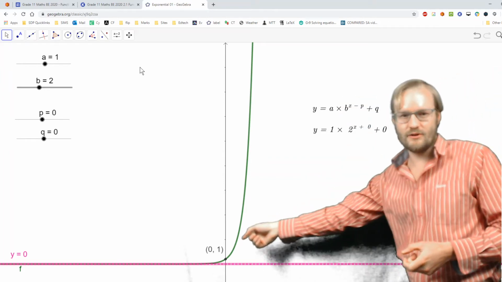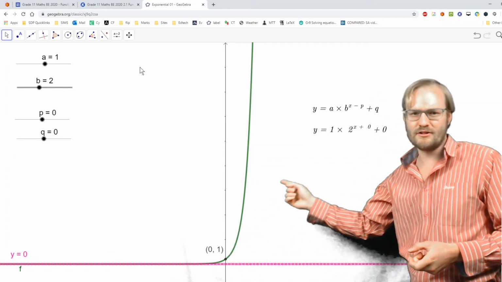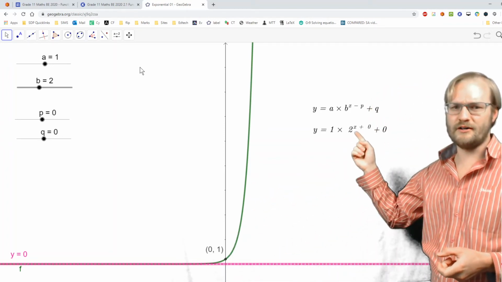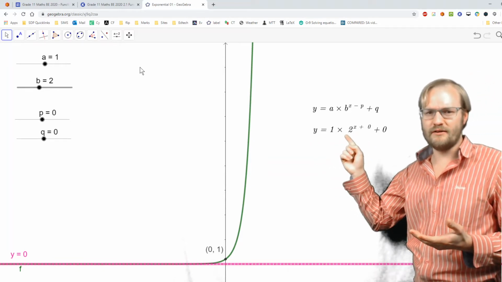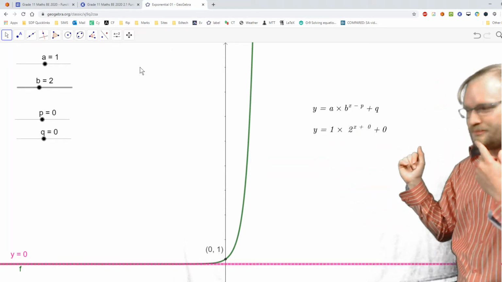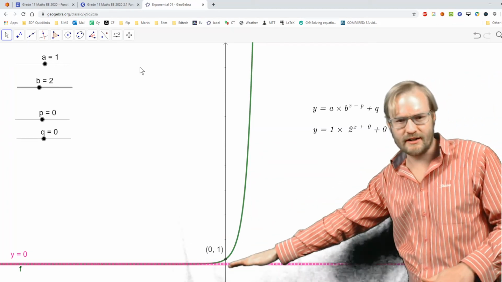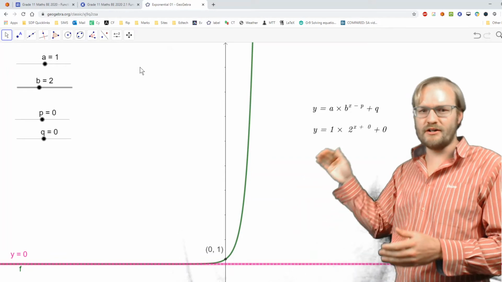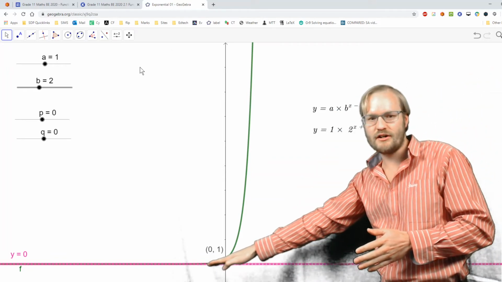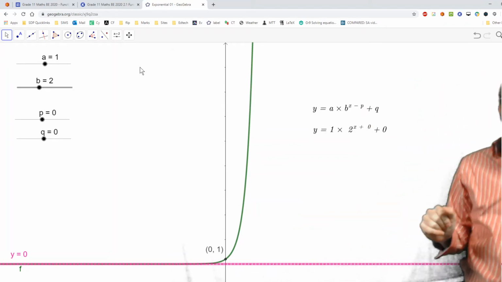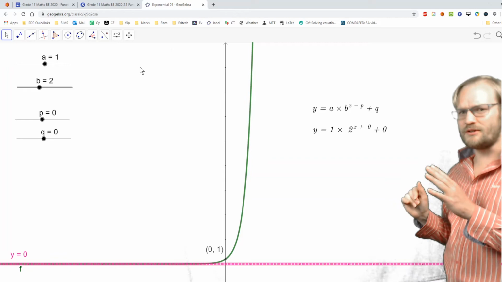It's got the y-intercept down here at 0, 1, because if we go 2 to the power of 0, that's 1. So then y equals 1. That would be our y-intercept. And we've got an asymptote here at y equals 0, because as we get more and more negative, it gets closer and closer, but it will never quite reach 0. So that's our asymptote.